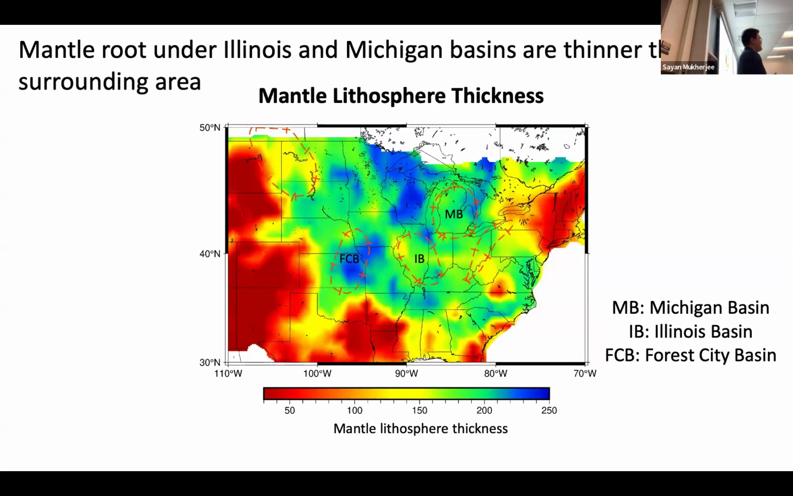So beside the Moho depth and the LAB depth, we also calculated the mantle root thickness by simply subtracting those two, like previous models. And our model shows that, again, the Illinois and the Michigan Basin have a relatively thinner mantle root, especially compared to the Forest City Basin. And also these two basins are surrounded by some thick crustal roots.